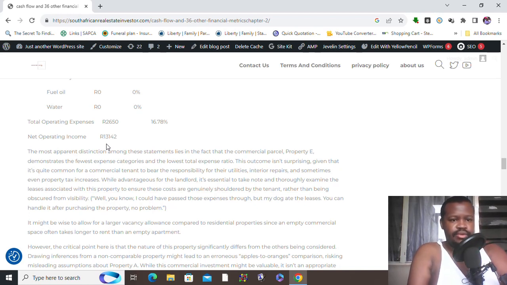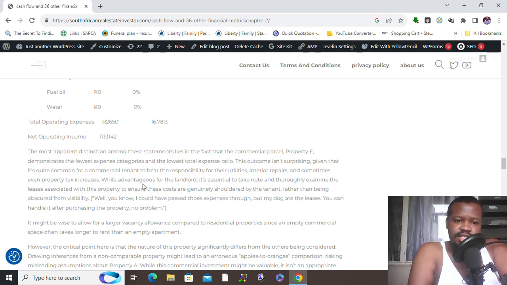13,142. The most apparent distinction amongst these statements lies in the fact that the commercial parcel, property E, demonstrates the fewest expense categories and the lowest total expense ratio. This outcome isn't surprising, given that it's quite common for a commercial property tenant to bear the responsibility for their utilities, interior repairs, and sometimes even property tax increases.